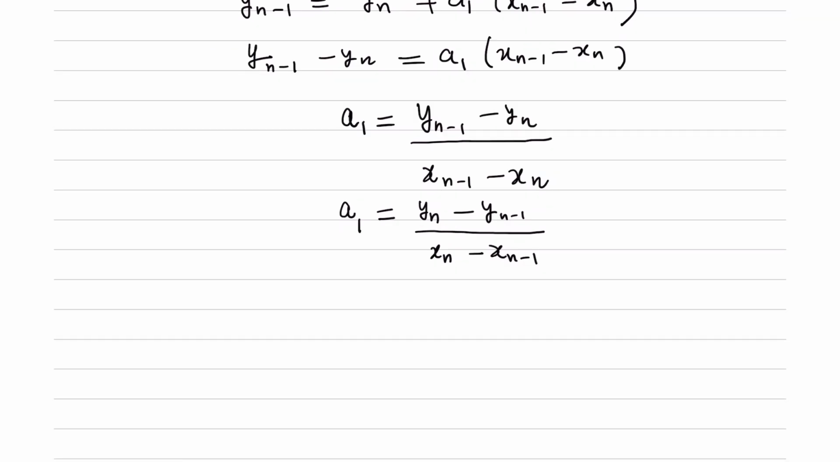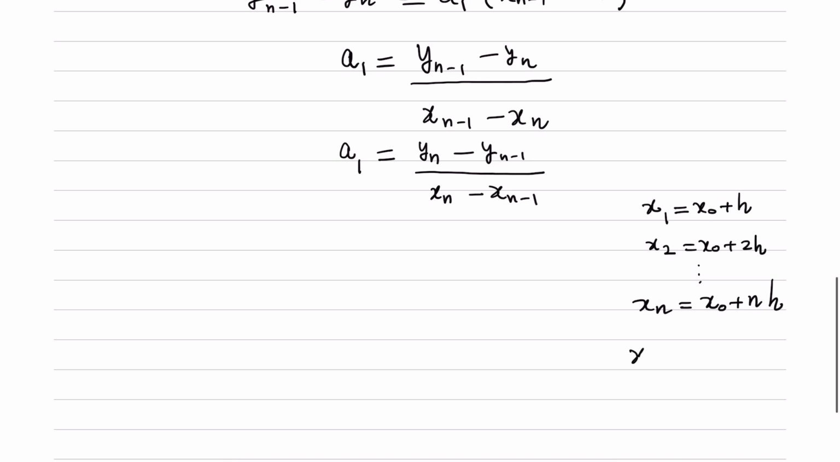Now we know that our data here is equally spaced, and for equally spaced data we know that x1 could be written as x0 plus h. We have seen this before. x2 can be written as x0 plus 2h, and so on. xn can be written as x0 plus nh. The same way xn minus 1 can be written as x0 plus (n minus 1)h.